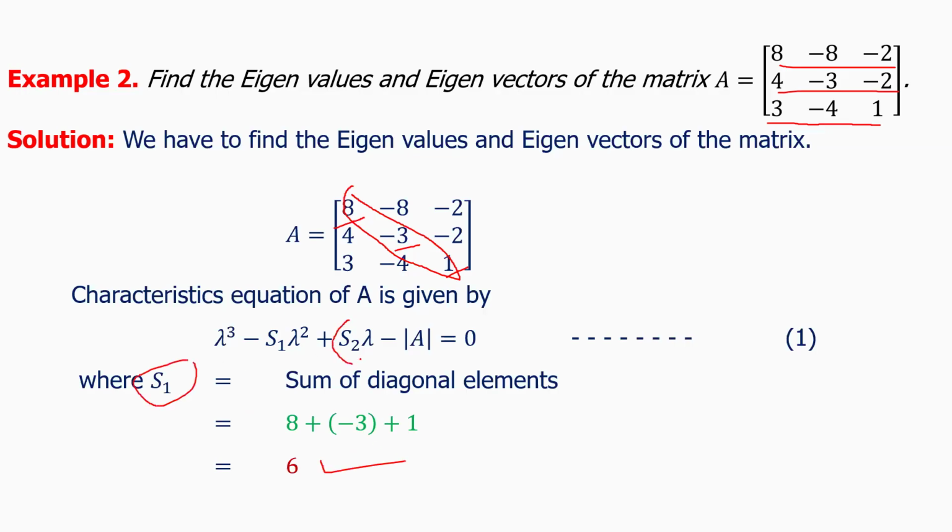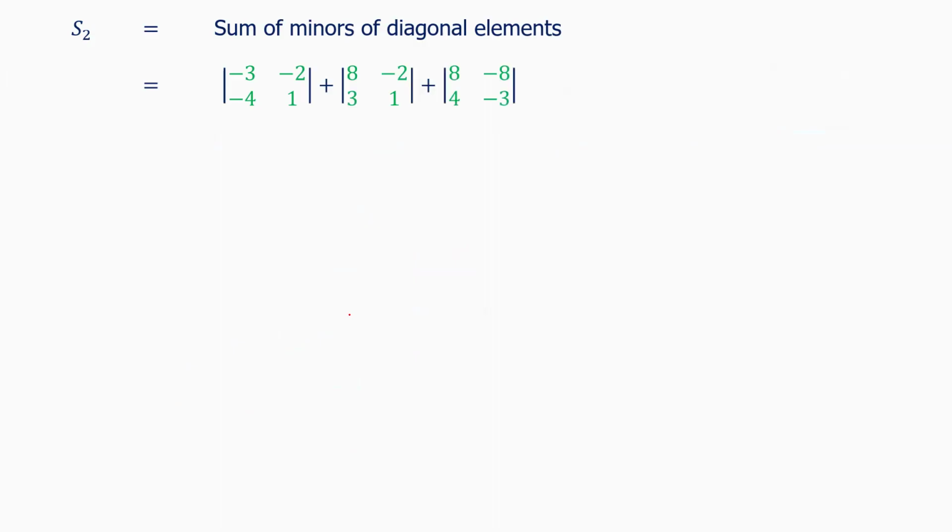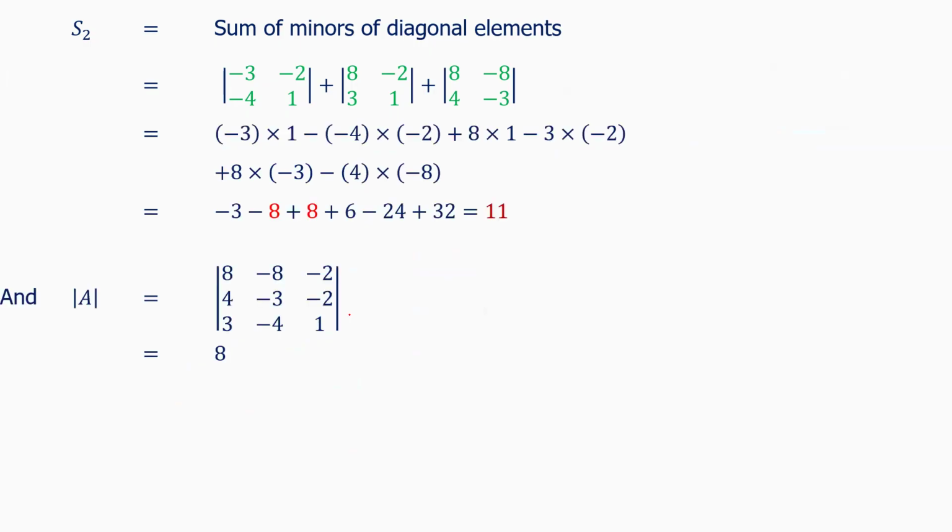Similarly, what is S2? S2 is nothing but the sum of minors of diagonal elements. So now what is the matrix? This is the matrix. What is the minor of 8? Minor of 8 is, leave this row and this column, and what is the remaining? Minus 3, minus 2, minus 4, 1. This is the minor of A11.